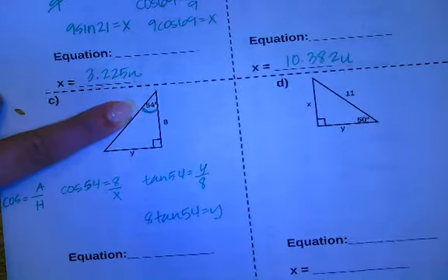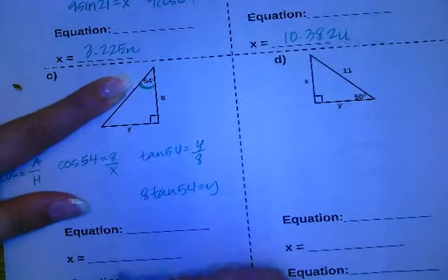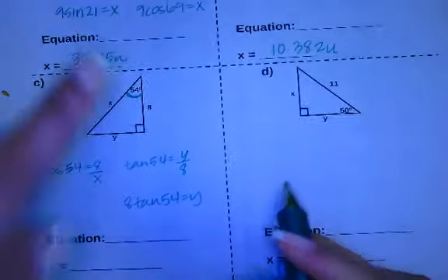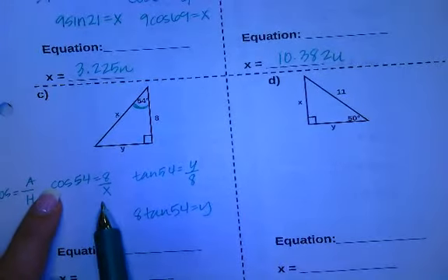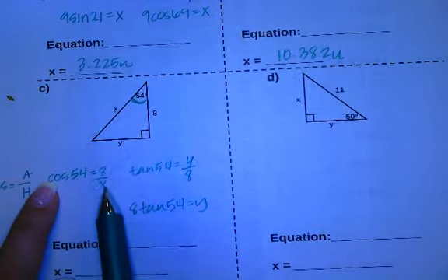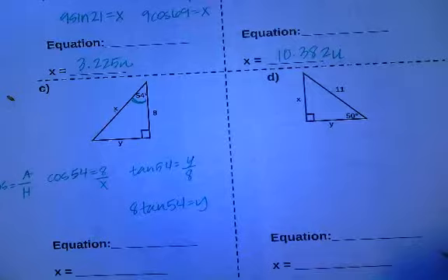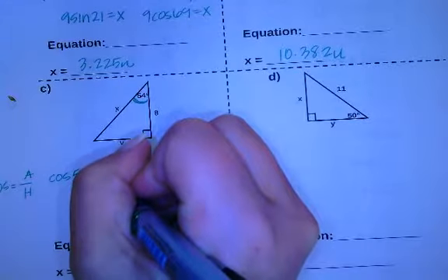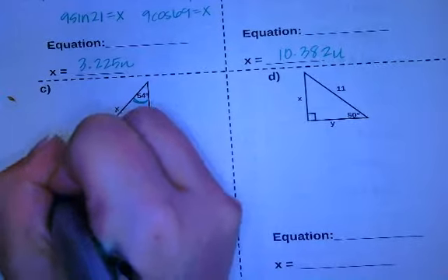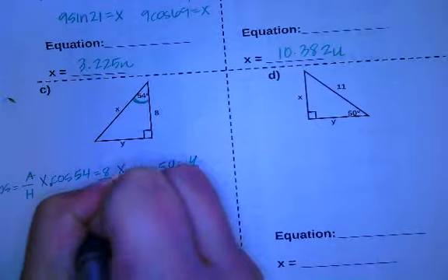Okay, so what does y equal for those of you that have already done it? 11.01. Okay, the only reason this is difficult is because it takes 2 steps versus 1. How am I going to get x out of the denominator? Multiply both sides by x, right? So now I have x cosine 54 equals 8. Correct?